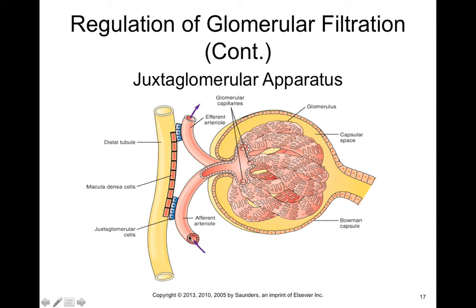If we vasoconstrict this afferent arteriole, you're going to decrease blood flow to the glomerulus, which would decrease blood pressure in the glomerulus and therefore also decrease glomerular filtration rate. The opposite would be if you vasodilate this afferent arteriole, you can increase blood flow to the glomerulus, which can increase blood pressure here and increase glomerular filtration rate as a result. So how does that relate to this whole system here?